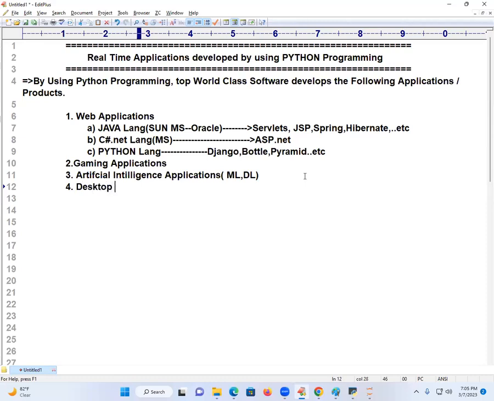Next, I'm going to take up another type of application, called what? Desktop applications. That is nothing but what? In simple words, I will write it: GUI applications. What do you mean by GUI applications? Huh? What is GUI?